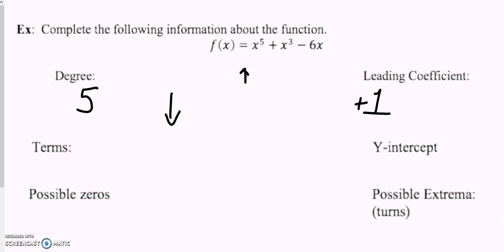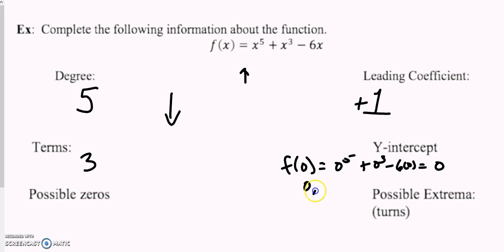The terms. There are 3 terms. The y-intercept, plug in 0 for x. So if I plug in 0 for x, I get 0 to the 5th plus 0 cubed minus 6 times 0, and all this work amounts to nothing, basically. You get 0 for your answer, and I wrote down the coordinate with x being 0 and the y value being 0.